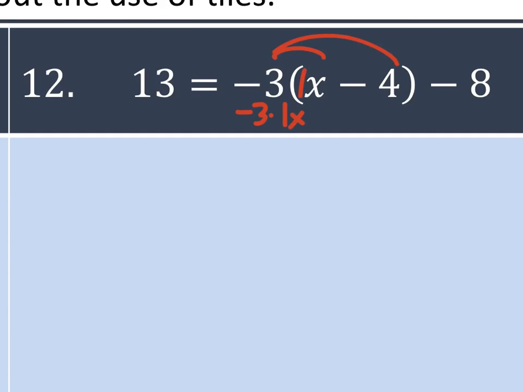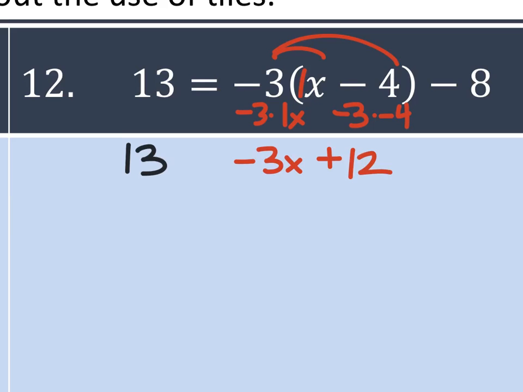So that's negative 3 groups of 1x, which is negative 3x. And also you got negative 3 groups of negative 4. Now that's negative 3 times negative 4, which is positive 12. Now you may ask, well, why is it negative 4? It's because the term itself is considered negative 4, because it's minus 4. So don't forget that piece.